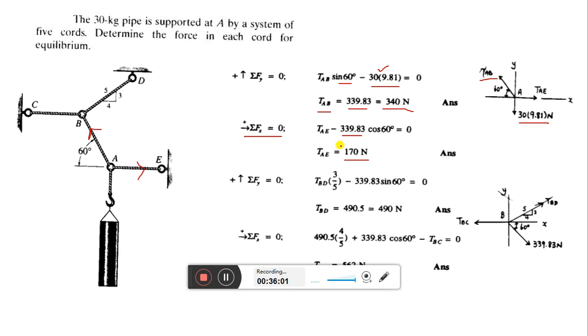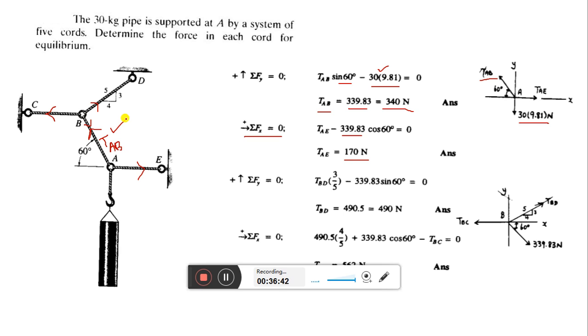Now move to the next free body diagram. For free body diagram of point B, how many forces do we have? This side tension BC, this side tension BD, and this side tension AB. Now look, tension AB, TAB, is common for both the free body diagrams. Okay, that is why this is a connected body problem. So this value we have already calculated. So while we are going for point B, already we have one known value.